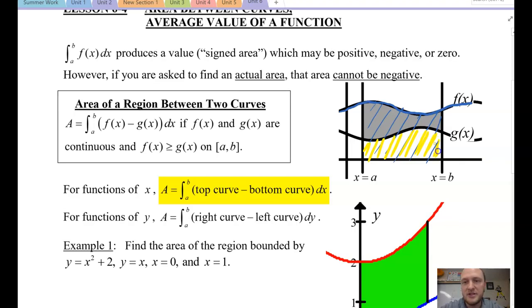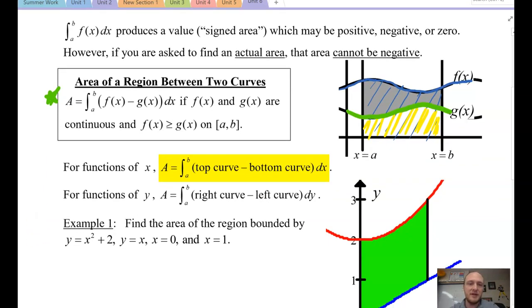So what I need to do is take that away from f of x. Well, how can I calculate that? Can't I just subtract the area underneath g of x? Well, yes, and that is our area between two curves. And here is your formula. The area is equal to the integral from a to b of f of x minus g of x dx, where both functions have to be continuous and f of x is greater than g of x.